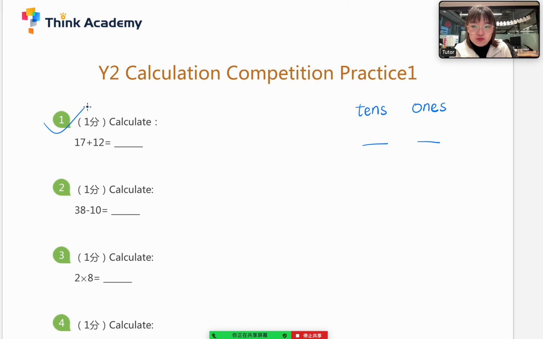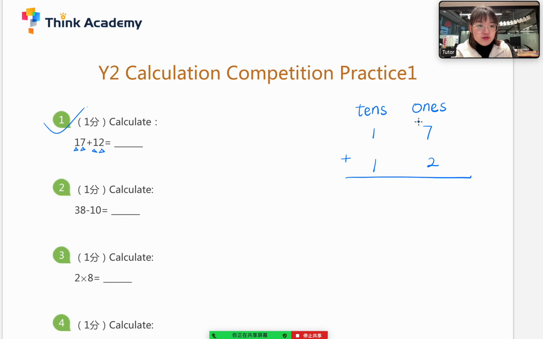So like question 1, 17 plus 12. So in 17, basically there is 1 ten and 7 ones. So we can put 17 here. And then 12 means 1 ten and 2 ones. So we plus 1 ten and 2 ones. We align the digits. Can you see? All the ones will be put in the ones column. All the tens will be put in the tens column.